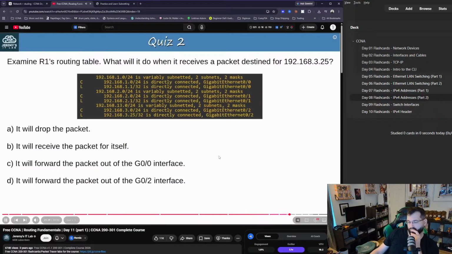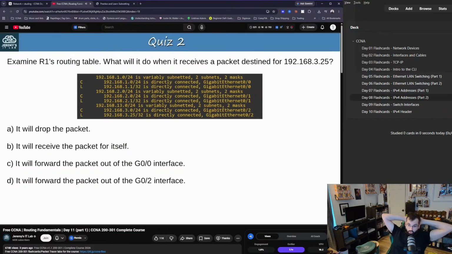Pause the video now to examine R1's routing table and select the best answer. It could drop the packet, but it's probably going to receive the packet. Okay, the answer is B. It will receive the packet for itself. Yeah. R1 has this local route to 192.168.3.25/32.